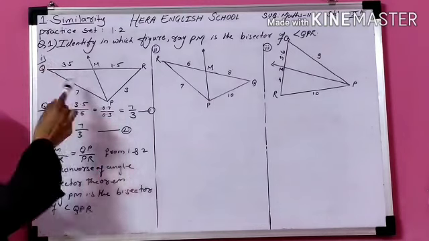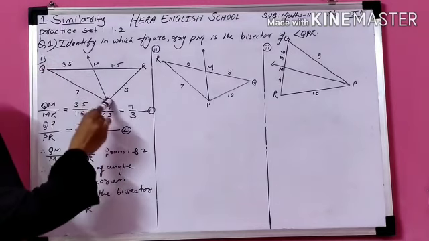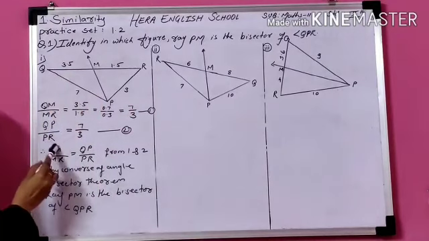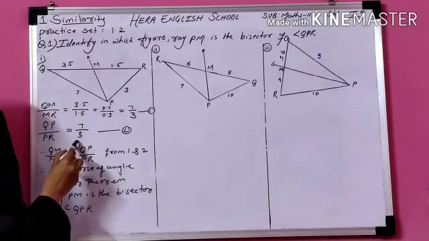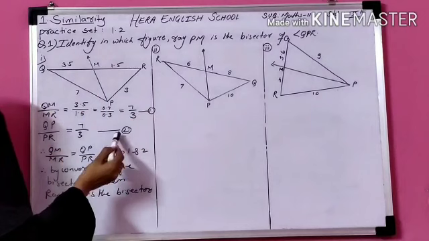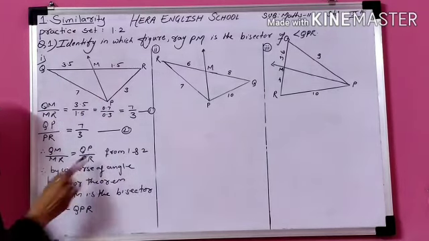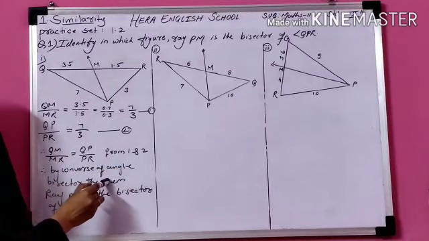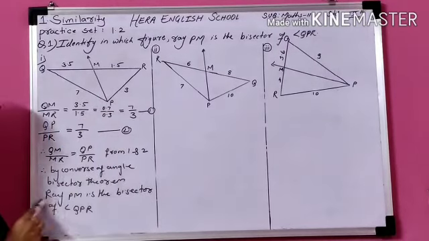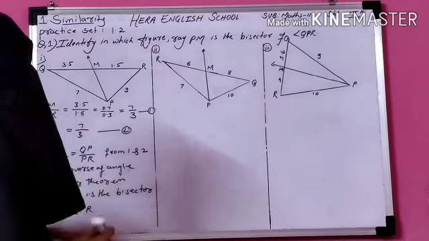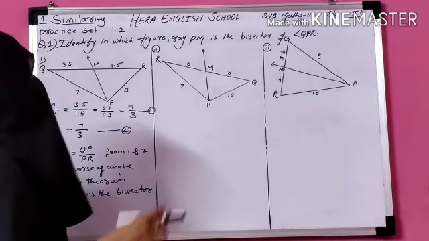Now the next, the remaining side ratio. The remaining side is QP upon PR, or you can write RP also. QP upon PR is again the same, 7 upon 3. I have given here number 1, this is number 2. From 1 and 2, these two ratios are equal. So by the converse of the angle bisector theorem, if the ratios are equal, then the ray is the bisector of that angle. Okay, got it? Now move to the second question.